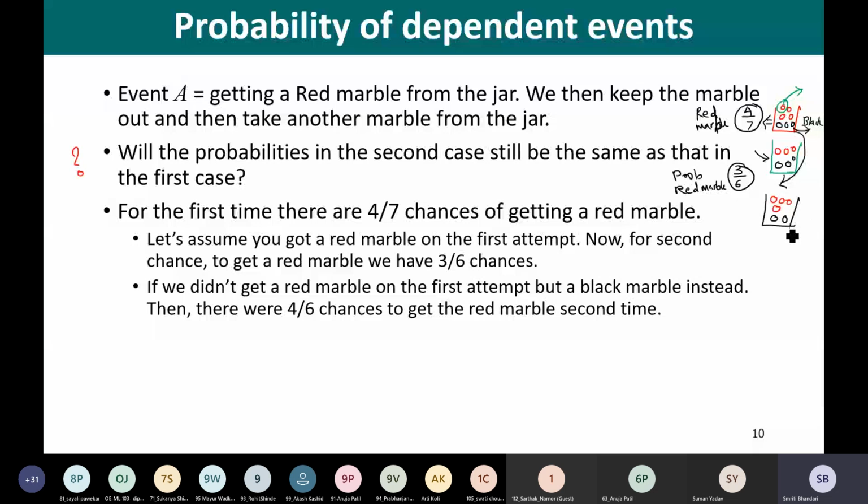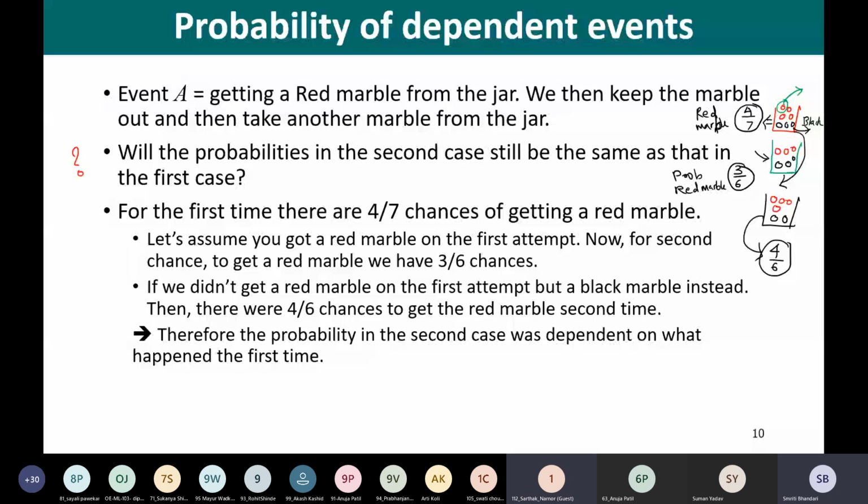Now, what is the chance that in the second attempt, I'll be getting the red marble? Obviously, in the second chance, the probability that I am getting the red marble is 4 by 6. Is that correct? Yes, ma'am. Fine.